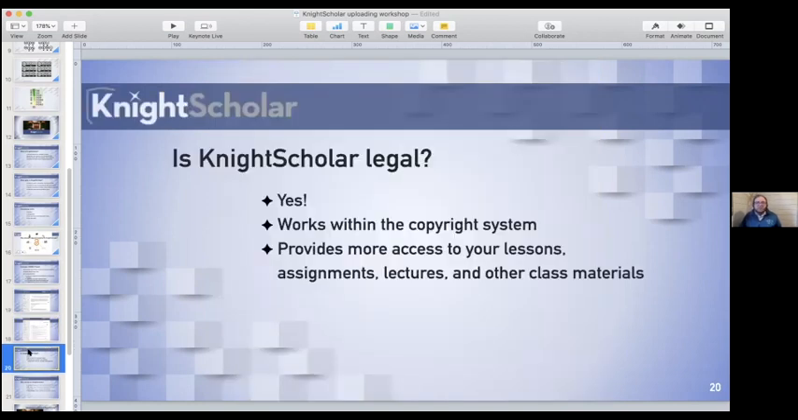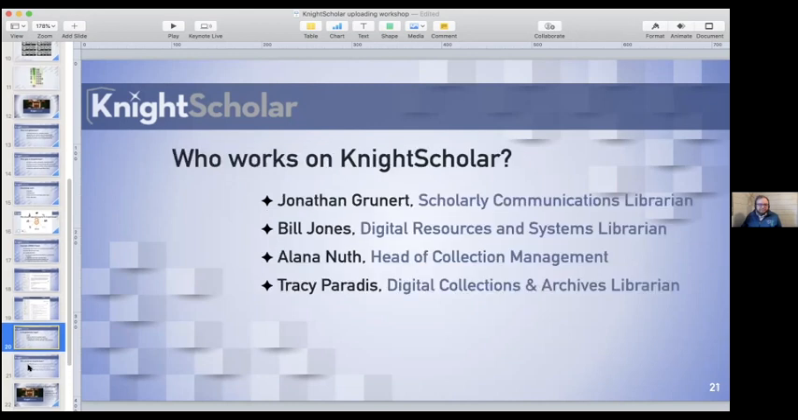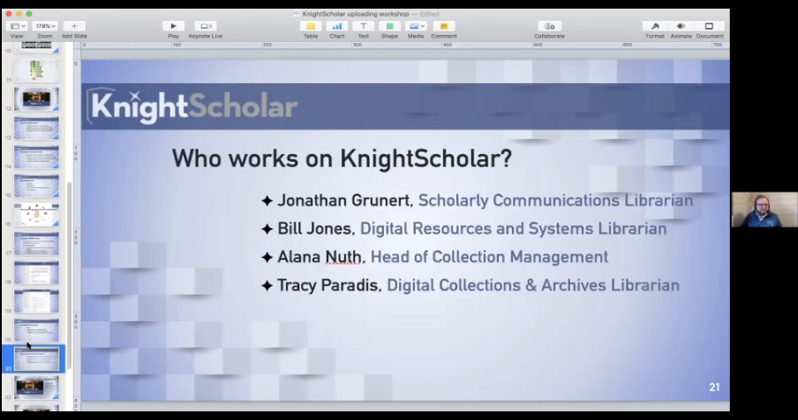So one question that we often get is, is KnightScholar legal? Yes, it is. It works within the copyright system. It provides access to your lessons, to your assignments, to your lectures, and to other class materials. And you can do this all. It is perfectly legal, and it's free for you to use. And then I have a list of folks who work in KnightScholar.